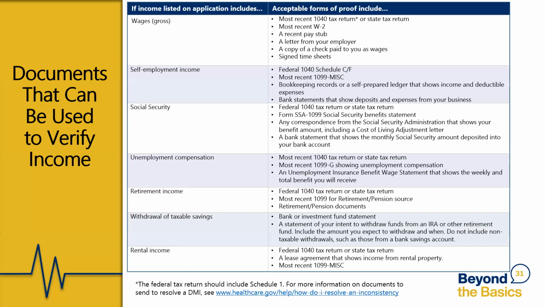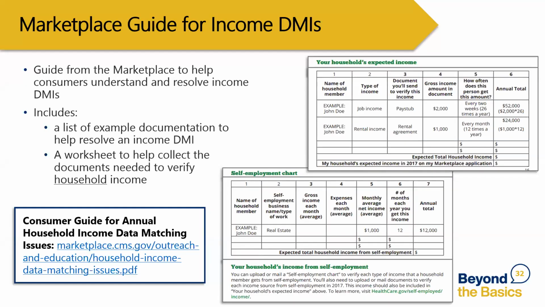There are a lot of documents that can be used to verify income, and I'm not going to read them out to you. It's just about every kind of tax document that you can imagine, different wage statements, for instance, from unemployment, retirement and pension documents, pay stubs, lots of different documents. And those are listed here, but there's also a footnote at the bottom about a resource that healthcare.gov has that's very helpful in this. Next slide.